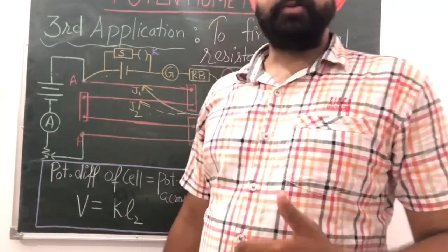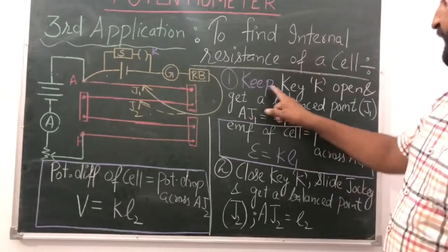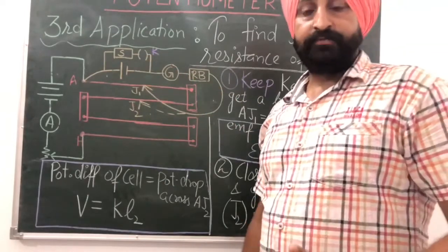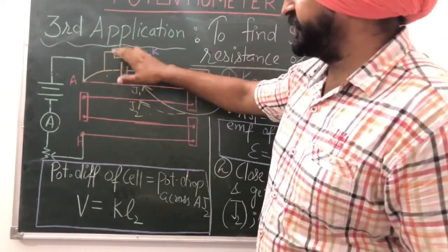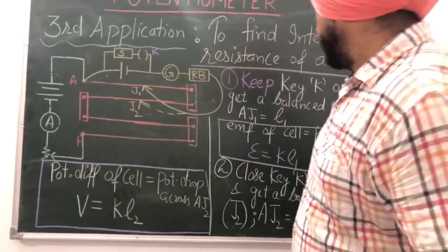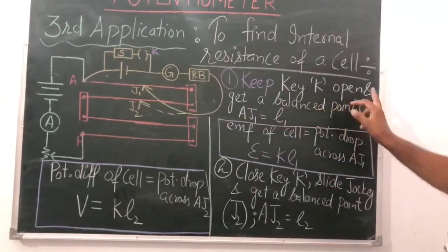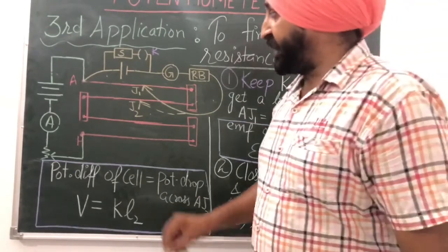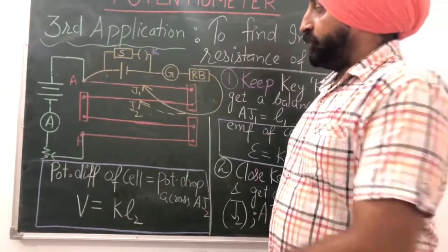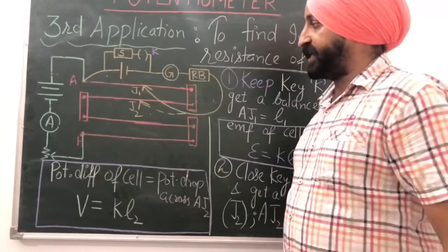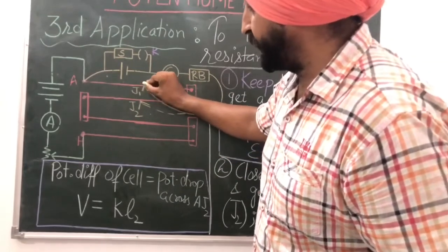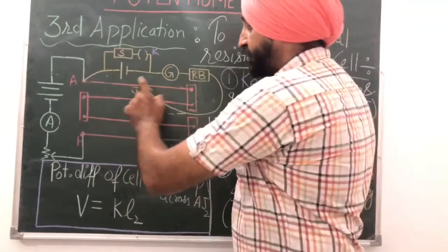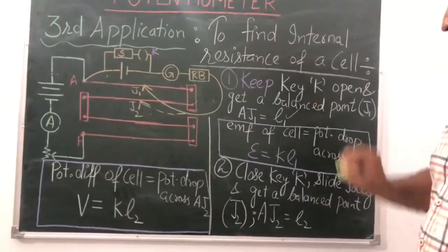Now what the procedure will be: firstly you will keep the key K open, that means this shunt resistance will not be there in the circuit. So keep key K open and get a balance point, let it be J1. By keeping this key open, we will be getting a balance point. Suppose that balance point is somewhere over here and we have denoted it with J1. Let the length AJ1 be L1.